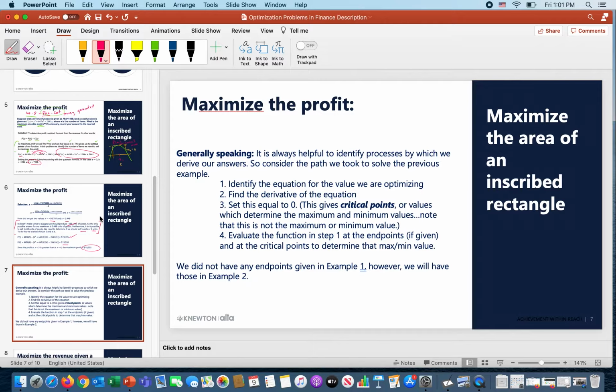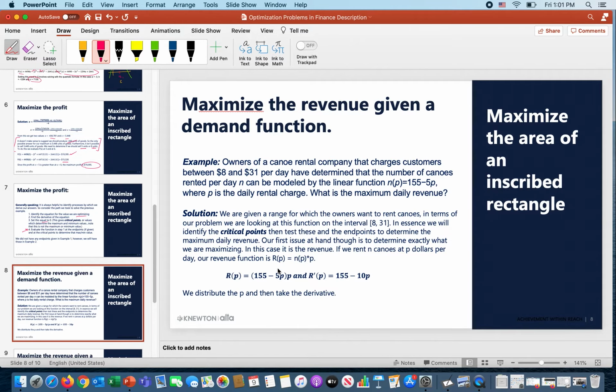It's always helpful if you can identify a process, right? So if we take a look at this process, we've got: identify the equation we're optimizing, find the derivative, set it equal to 0, and then evaluate the function in step 1 at the endpoints. Now, it really depends on what your problem is, whether or not you have endpoints. In example 1, we did not have any endpoints. In example 2, though, I'm going to have some endpoints. Let's take a look briefly at this example.